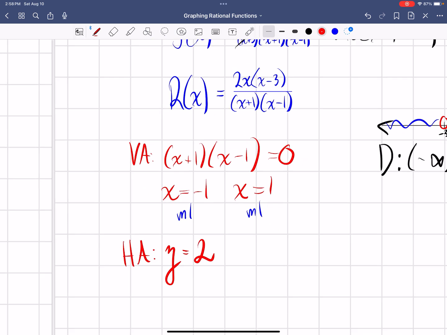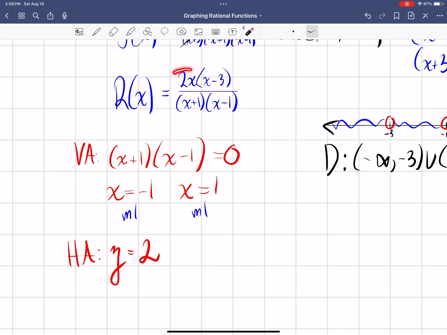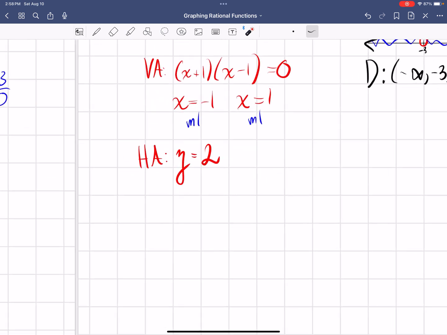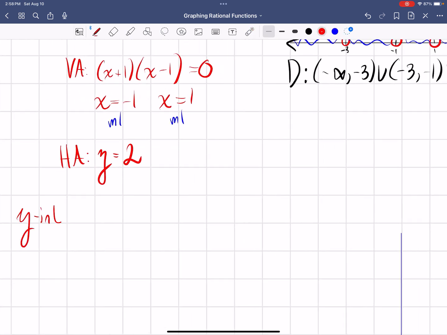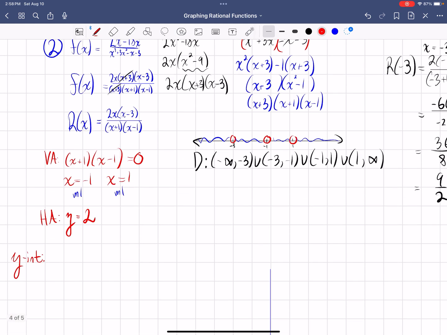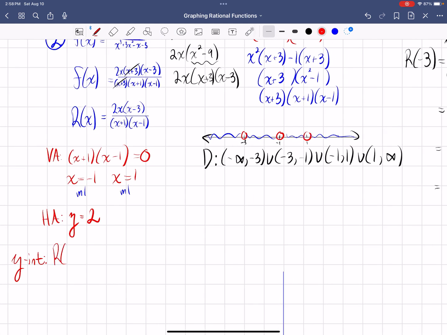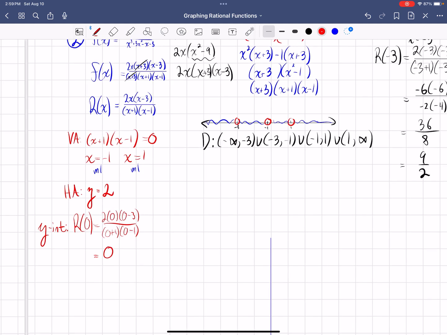Now you could have used the reduced function, and you would have gotten the same result, right? Degree 2, leading coefficient over leading coefficient, same thing. So inconsequential. Next up is the y-intercept. And to find the y-intercept, we just set x equal to 0. So we'll use the reduced function for this, more convenient. R of 0 equals 2 times 0 times 0 minus 3 over 0 plus 1 times 0 minus 1, which comes out to 0. So the y-intercept is 0. And now we can look for our x-intercepts.